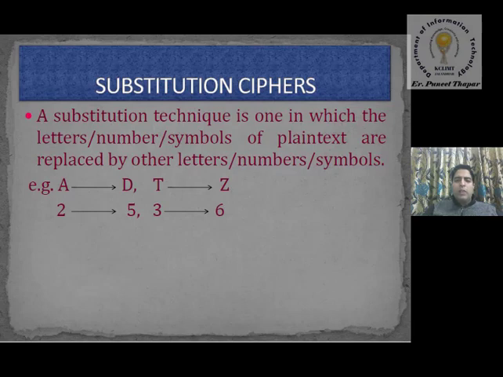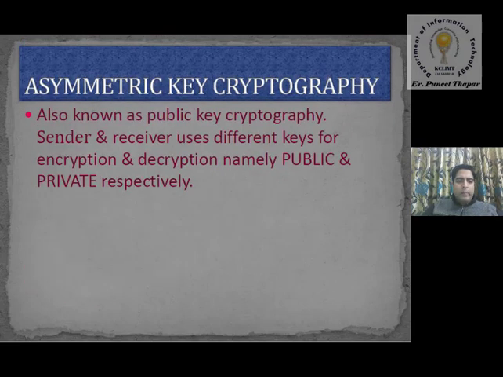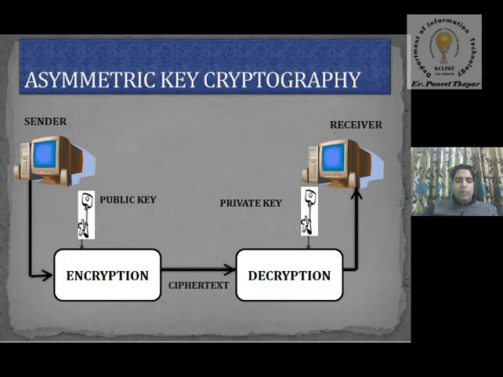What is a cipher and what are the various types of ciphers? And next is symmetric key and asymmetric key cryptography. Asymmetric key is also known as public key cryptography. Sender and receiver use different keys for encryption and decryption, namely public and private respectively. Here the sender will encrypt with the help of the public key that is shared by everyone, but at the receiver end they use a private key.